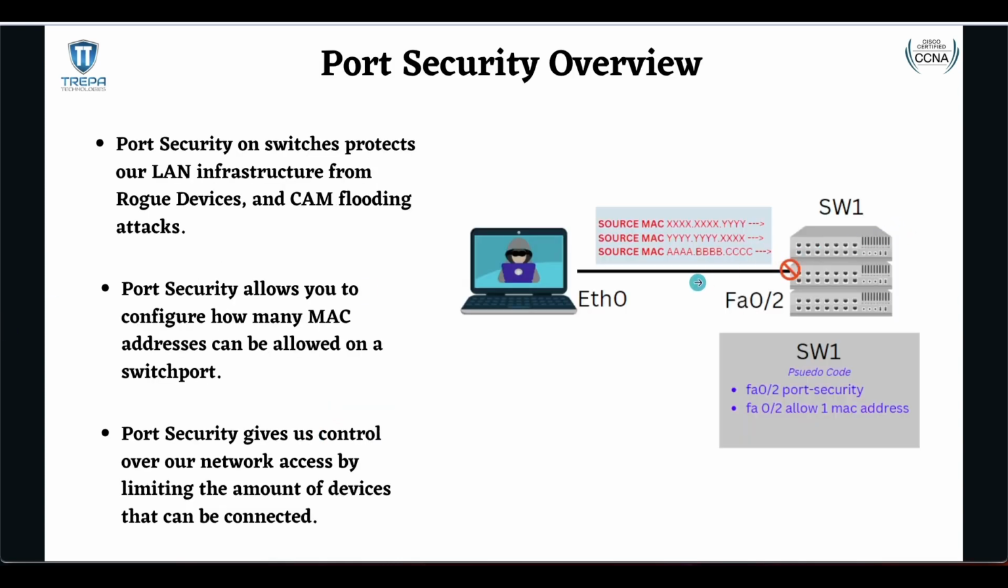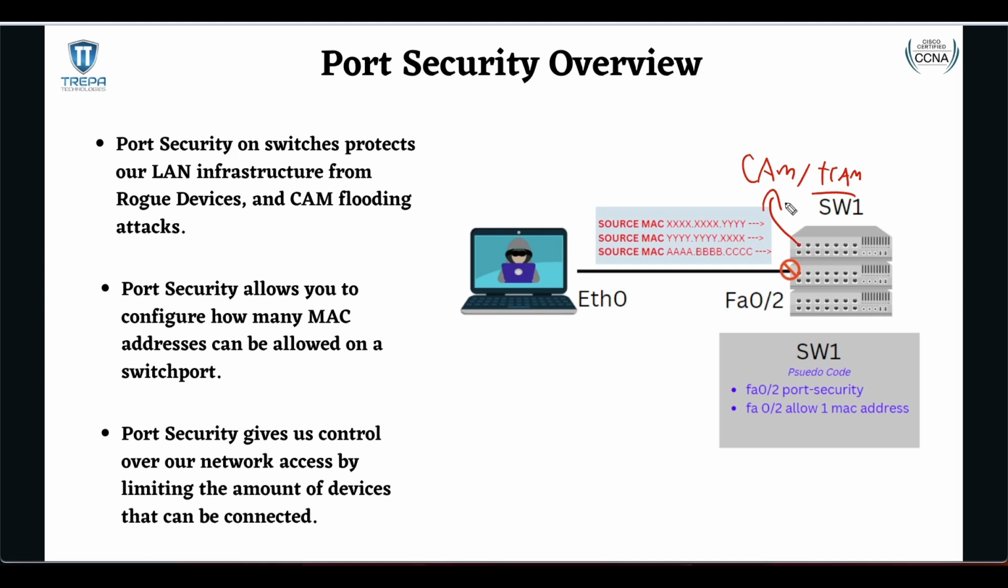So a quick overview. Port security on switches protects our LAN infrastructure from rogue devices and something called CAM flooding attacks, or really MAC address flooding attacks. And what we mean by that is our layer 2 switches have something called a CAM table and a TCAM table, but that's beyond the scope of CCNA. But that CAM table, that content addressable memory or MAC address table, runs off CPU, meaning that it's limited in how many MAC addresses it can learn at once.